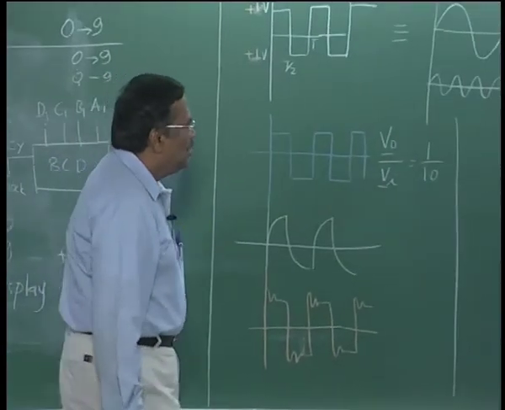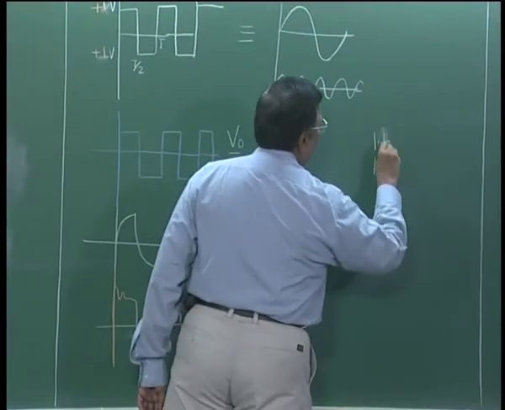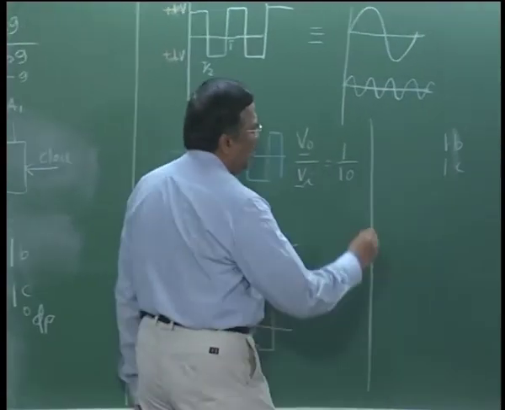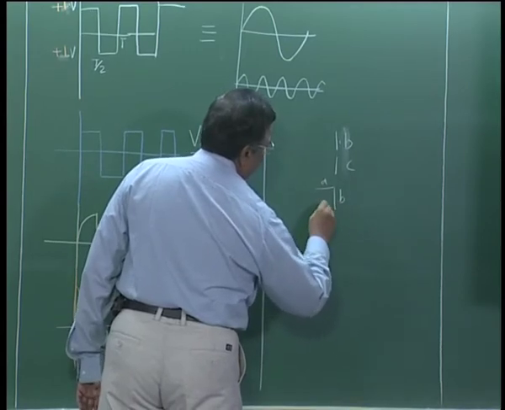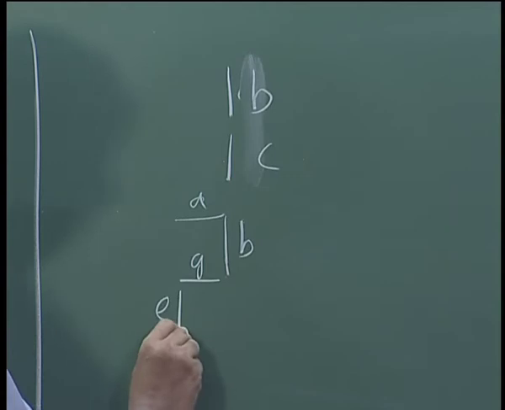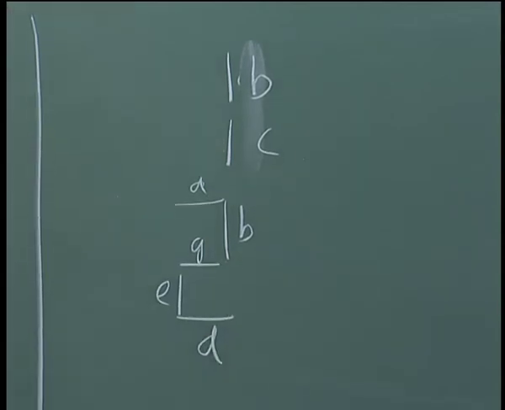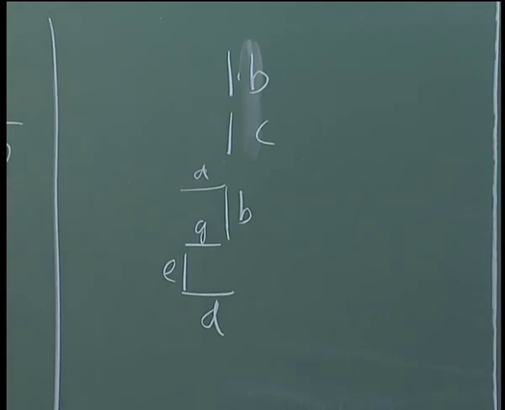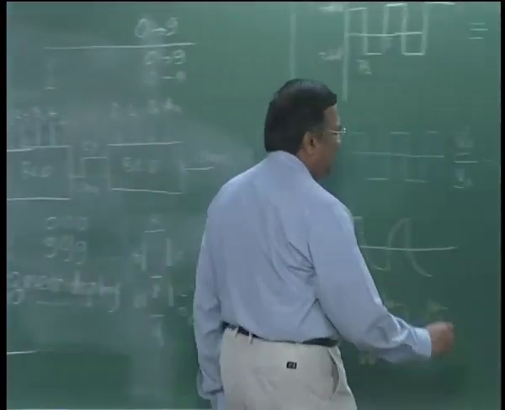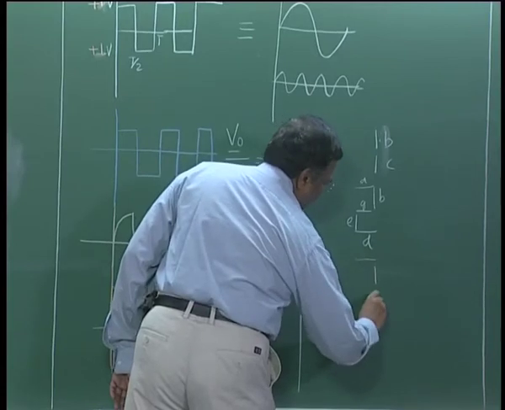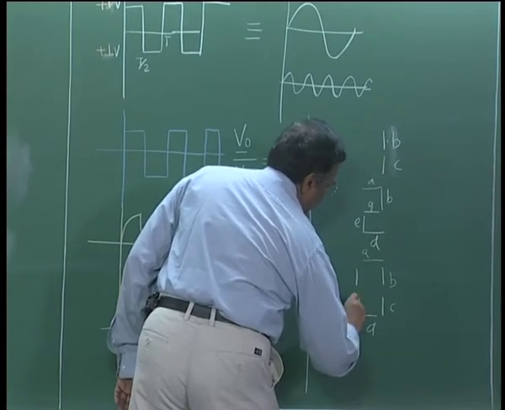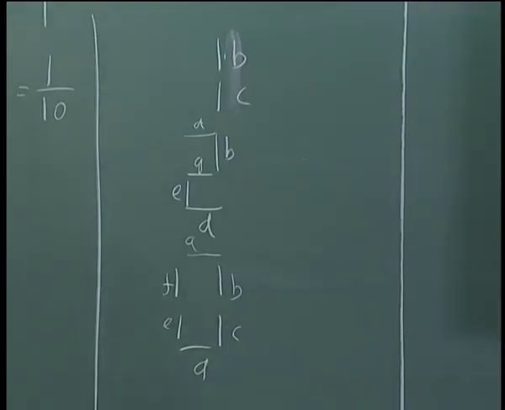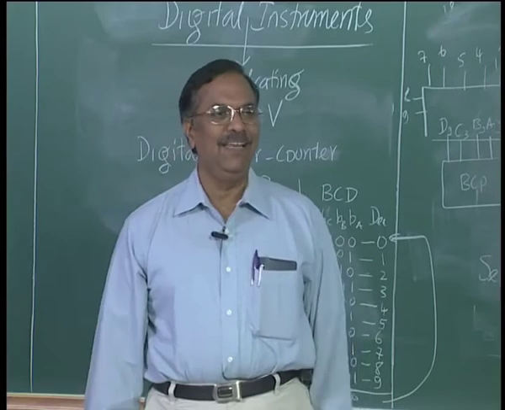If I want to display 2, I enable A, B, G, E and D. That would be 2, right. And if I want to display a 0, I will have to put A, B, C, D, E, F. So it is possible to display numbers 0 to 9 using only 7 segments.